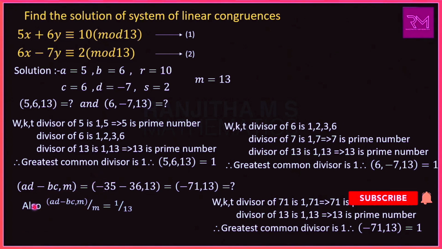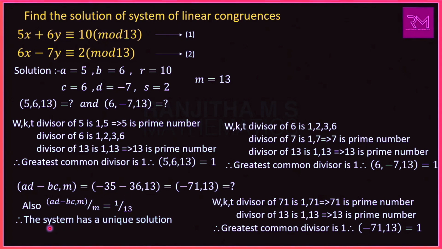Also we have to verify that this value divides the small letter m. Obviously, the GCD of ad minus bc, m is 1, and obviously 1 divides the value 13. Satisfied. Therefore we can conclude that the given system of linear congruences has a unique solution. These are all very easy problems. Next step, we have to find the x and y values.